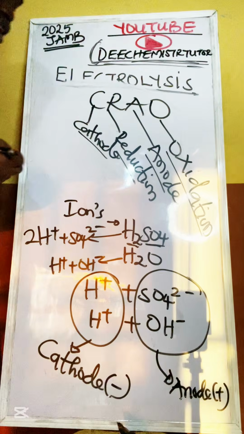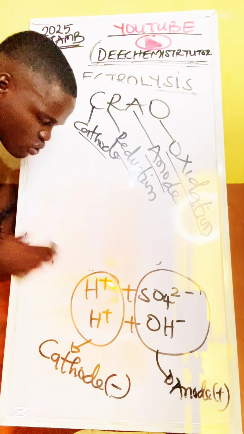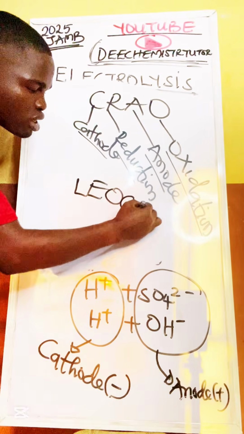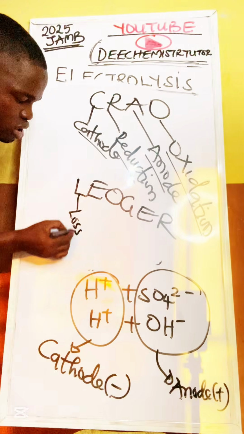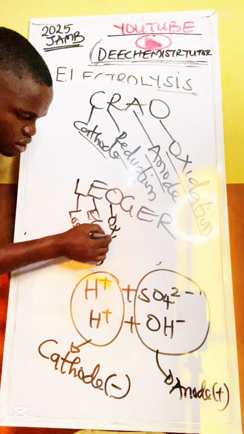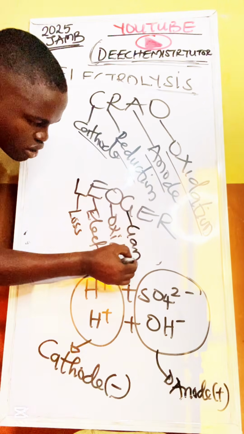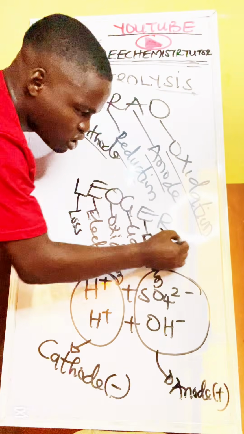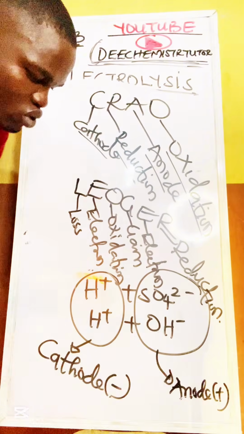And that's why you must know the second thing, which we call what? Lyoga. So from there, we'll now continue. What does Lyoga mean? Loss of electron. That is what? Oxidation. Gain of electron. That's what? Reduction. So you must know this because you will need it in all this thing that we'll be doing.